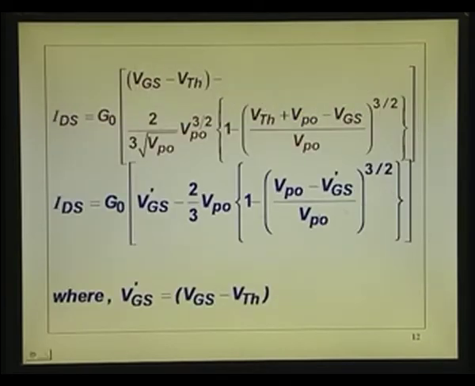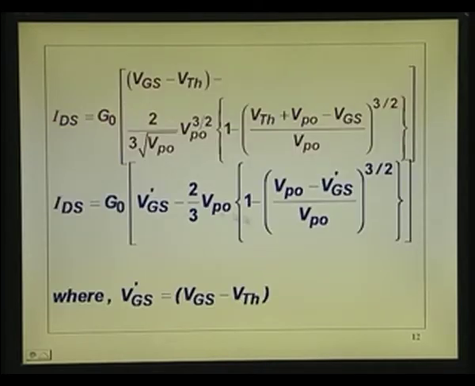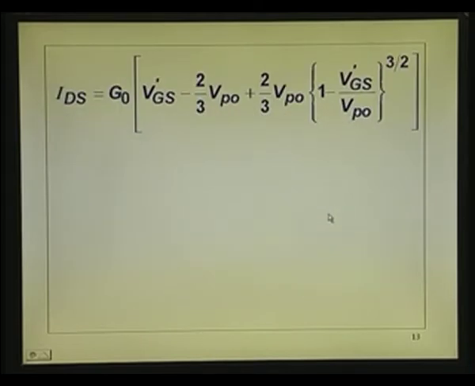I have rewritten this equation now. G naught into V_GS dash minus 2/3 of V_P0, plus minus 2/3 of V_P0 minus minus plus 2/3 of V_P0 into that quantity. That quantity I am putting as 1 minus V_GS dash by V_P0. Simple manipulation, nothing much done.